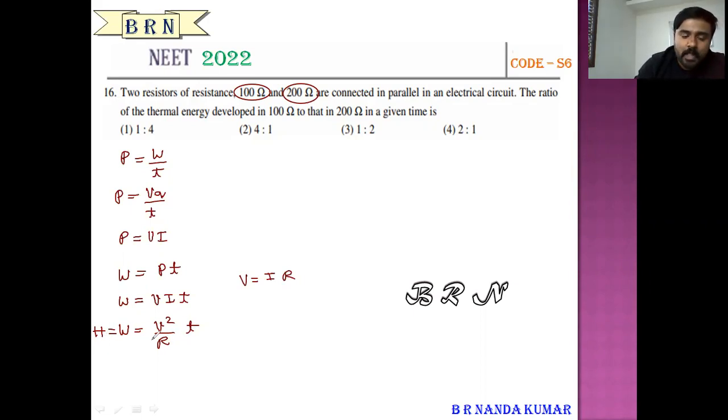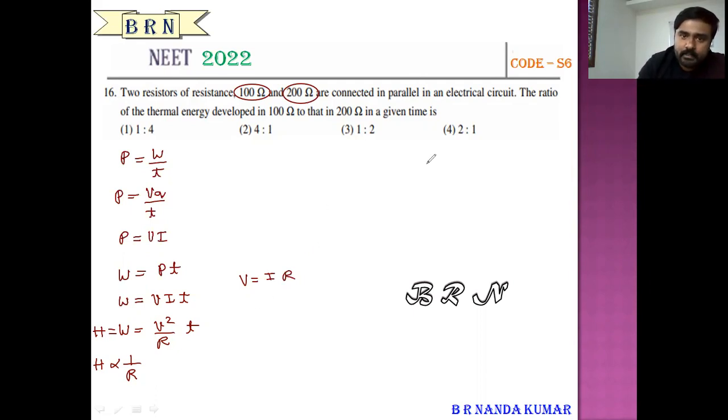So look here, how does heat depend on resistance? If we arrange it this way, we can say how heat depends on resistance. Actually heat is inversely proportional to resistance. Because here voltage is constant, time is constant, given time means T is constant here, and even V is constant. The potential difference across 100 ohm is the same as across 200 ohm, because both are connected in parallel. So thermal energy is inversely proportional to resistance.